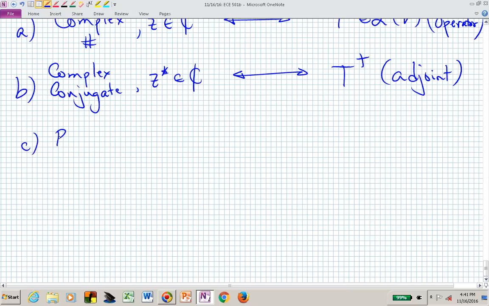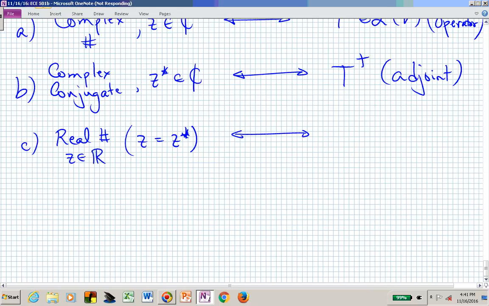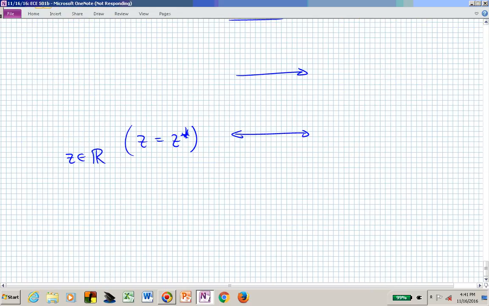What if we now had a real number? So that Z is real, or Z and its conjugate are the same. What does that imply with this analogy?